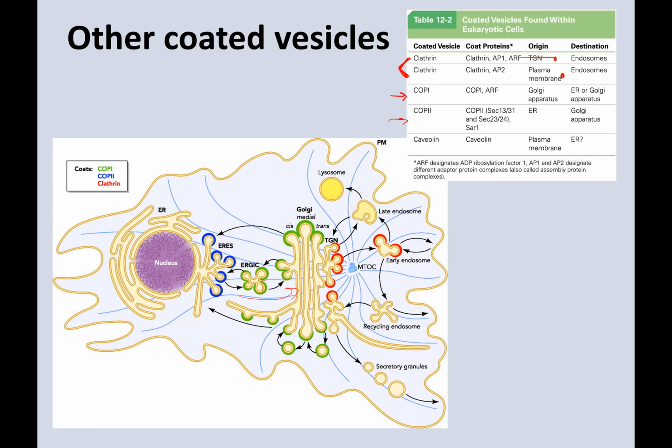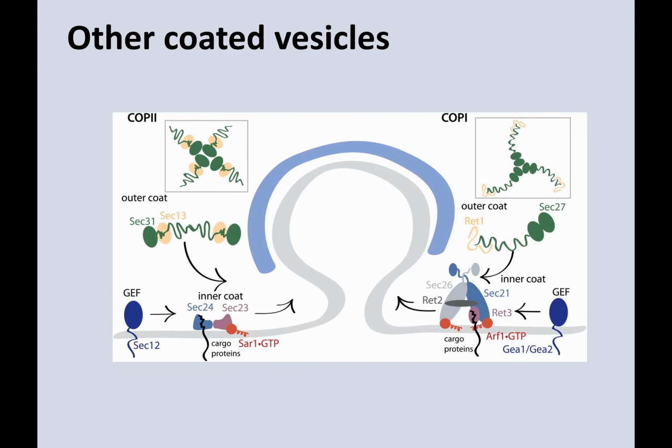And so let's look at these different coated vesicles. It's the same idea. These coat proteins are important for the formation of the vesicles. And then what I want you to see also, very important, are GTPases. So ARF and SAR1 are GTPase enzymes giving energy for the formation of these vesicles and the binding.